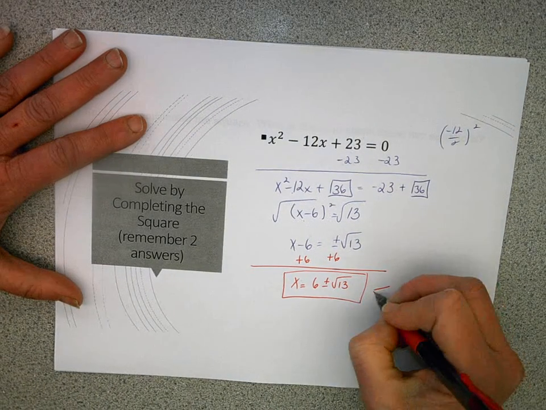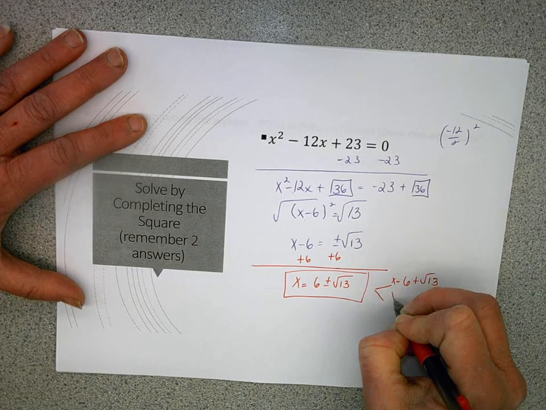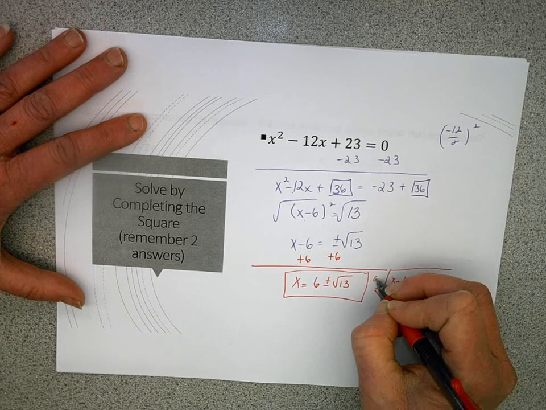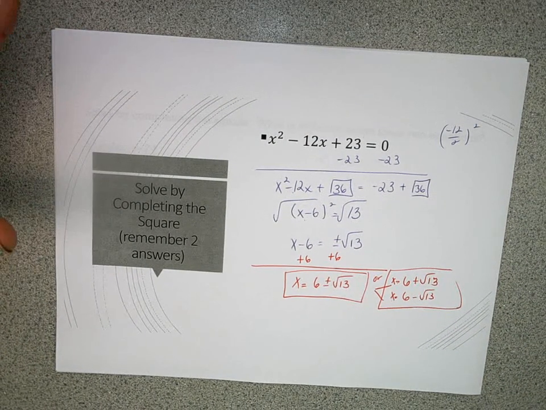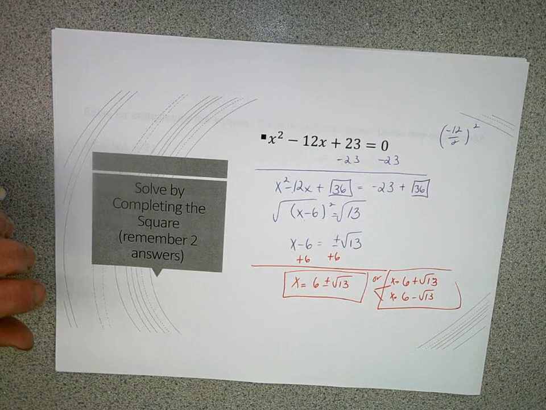Now, if you want to, you could write it 6 plus radical 13 and 6 minus radical 13, sorry. You could write it like that. Okay, so almost the same question. One of them we could simplify the radical. You have to simplify it and keep it in simplified form. This one we can't. Okay?